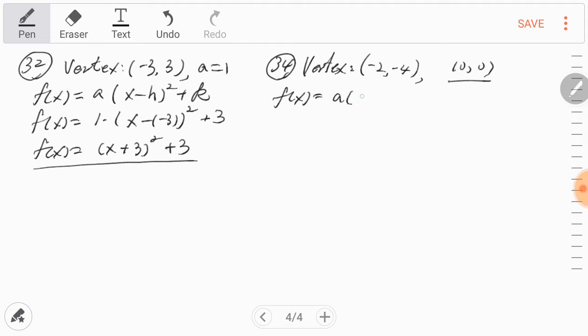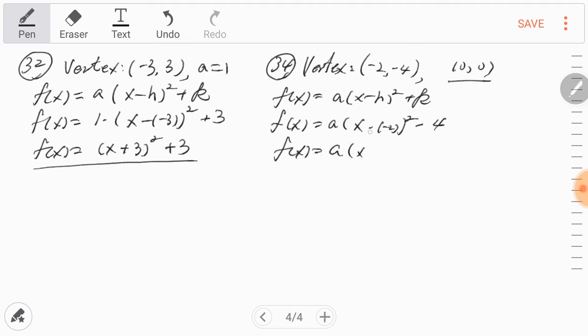So x minus h squared plus k. And then replace this x, h and k. So h is negative 2. And k is negative 4. So f of x is equal to what? X minus negative 2, so x plus 2 squared minus 4.